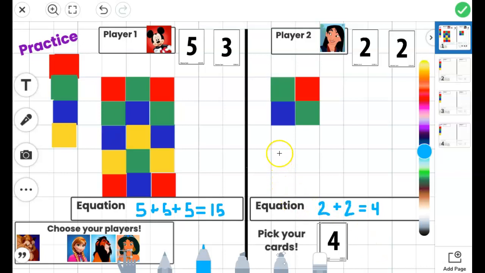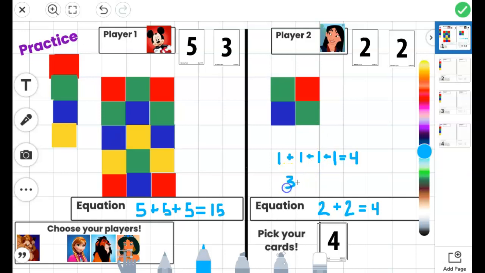Is there another equation you could write to represent this array? Now, what if I wrote the equation 1 plus 1 plus 1 plus 1 equals 4? Is that a correct equation? Yes, absolutely. 1 plus 1 plus 1 plus 1 does equal 4. Is this an equation that represents our rows and our columns? It does not represent our rows and our columns, but it is a correct equation.